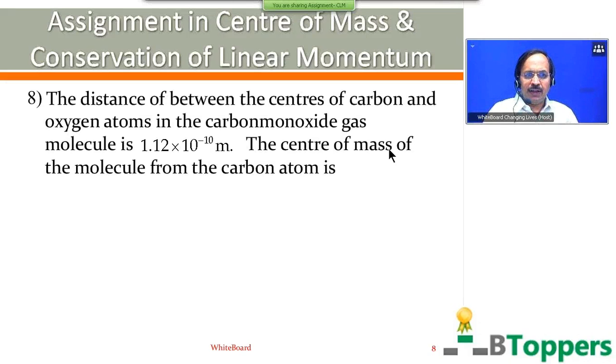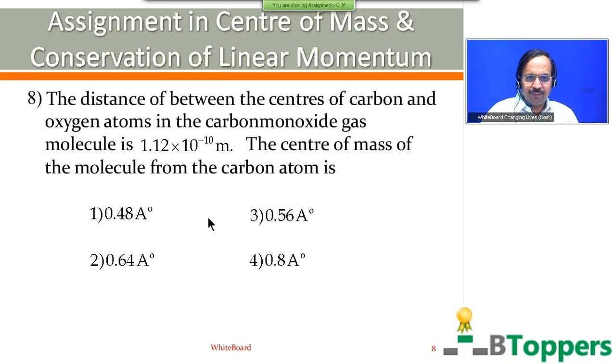The distance between the centers of carbon and oxygen atoms in the carbon monoxide gas molecule is 1.12 times 10 power minus 10 meter. The center of mass of the molecule from the carbon atom is. Come on, try the question.